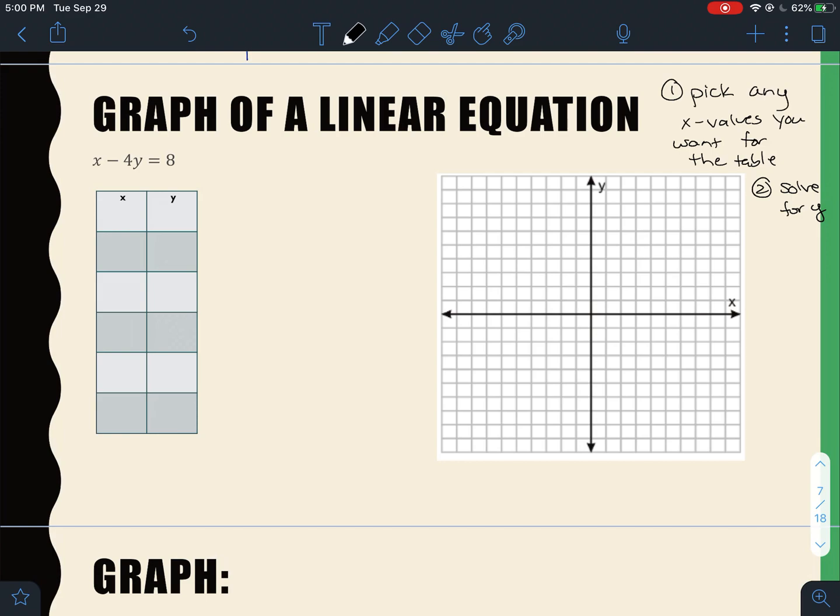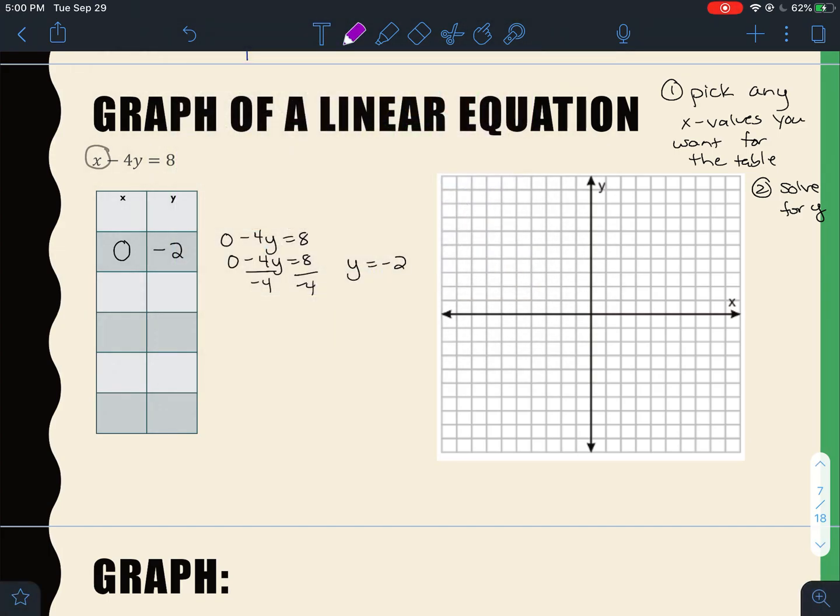So for instance, I can pick any x value I want, so I'm going to pick 0. So I'm going to take that equation, x minus 4y equals 8, and I'm just going to plug in 0 for x. So this is going to become 0 minus 4y equals 8. So again, all I'm doing is I'm substituting in for that x in the equation. And now if I solve this, I have 0 minus 4y equals 8, so divide by negative 4, divide by negative 4. And that means that the y value that goes with 0 is negative 2.